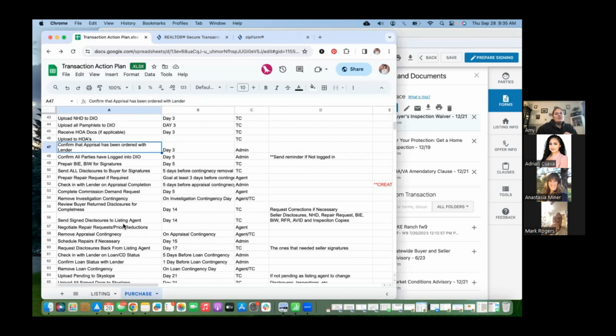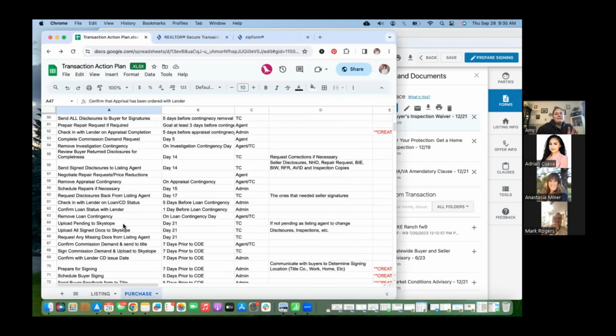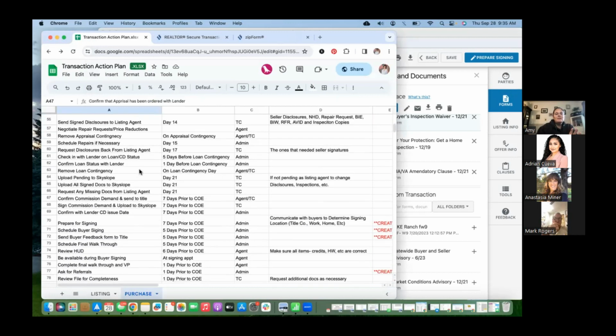We made it to our day 15. So we talked about the appraisal contingency, what to look for, that it needs to come in at value and with no conditions or no subject to. We want to make sure we hear that from the lender before removing that appraisal contingency.